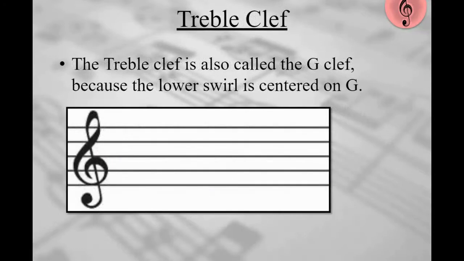So the treble clef is also called the G clef because this lower swirl right here is centered on the line that stands for G. Okay, so you can see right here, it's centered on that G line. So as long as you have that G, you can put all the other notes in there as well. So the lowest line on the treble clef is an E, the highest one is an F. And it just goes in alphabetical order: E, F, G, A, B, C, D, E, F.